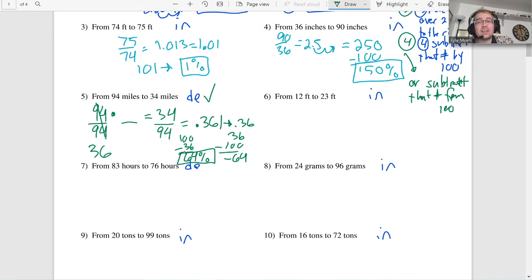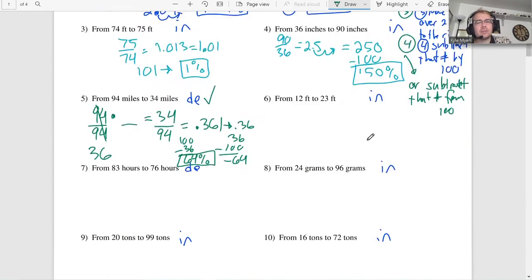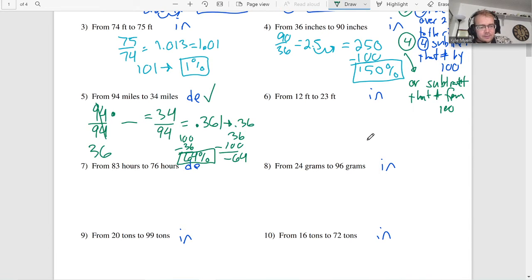This time we want to divide the small number by the big number. Oh, wait, no we don't. We're increasing again. Oh, it keeps changing on us. We're increasing. So for increasing, we do big divided by small. Okay, so big, 23, divided by small, 12. And I get 1.916 repeating. Those are the first 3 digits after the decimal place, and that would round to 1.92.